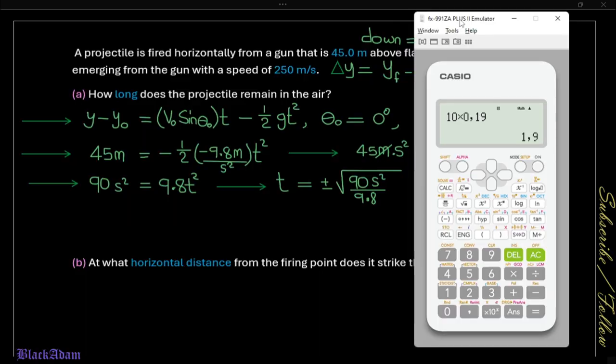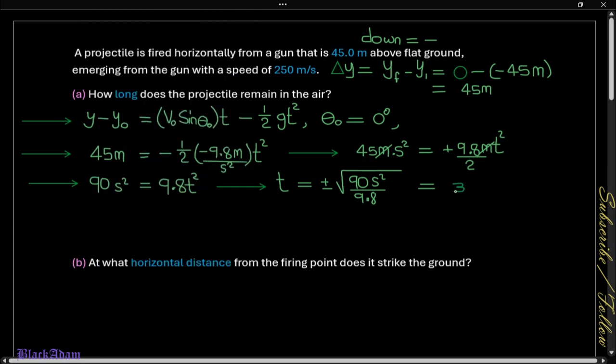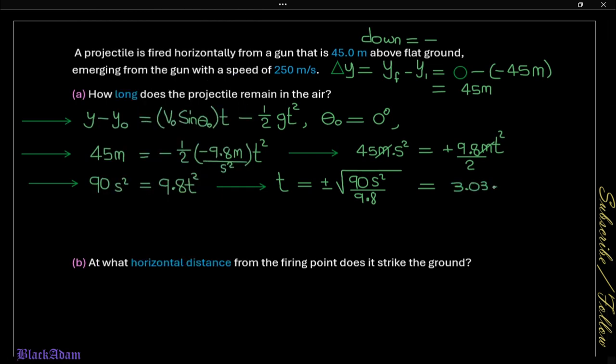Let's use our calculator. We find 90 divided by 9.8, and the root of that is 3.03. So that's 3.03 seconds. Okay, so that's how long it takes in the air.